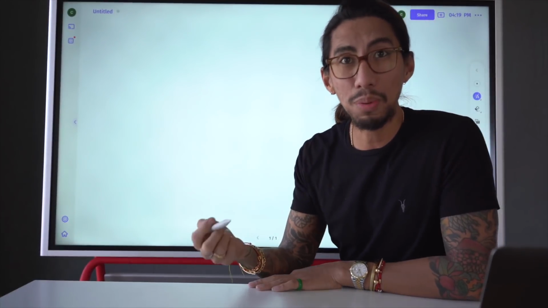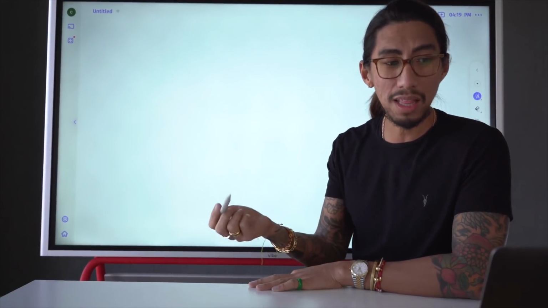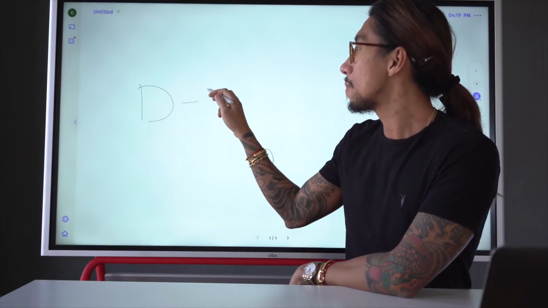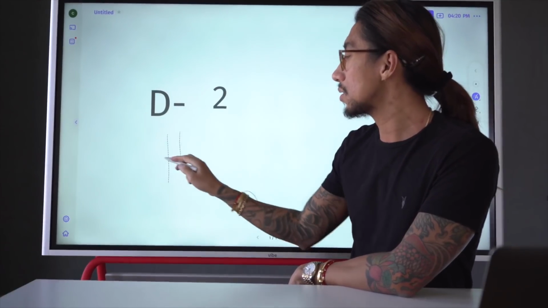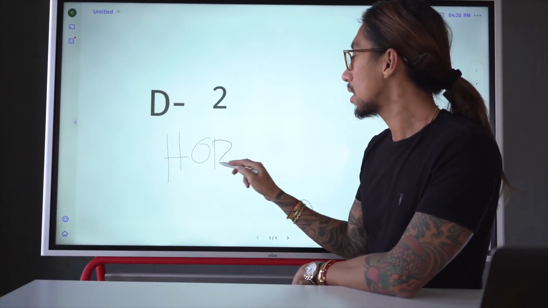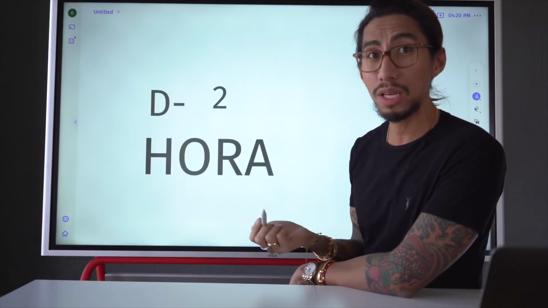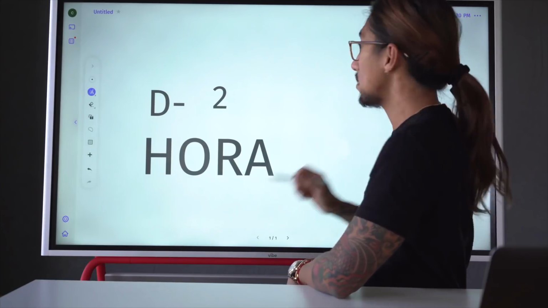Next, if you're a person who's looking for money and wealth, you would need to look at your D2, which we also call the Hora chart. So for people who are looking for finances, I see, because I can move it here.